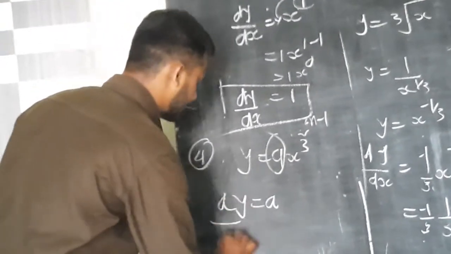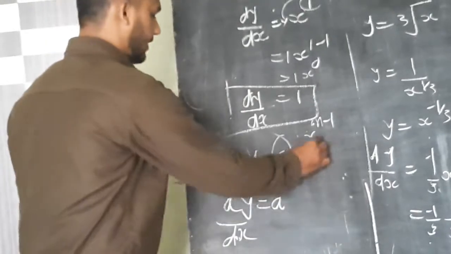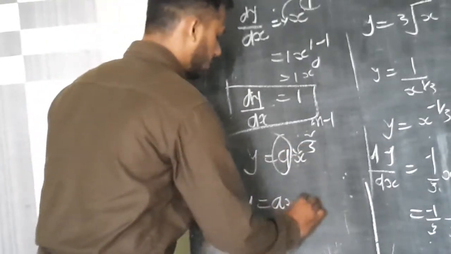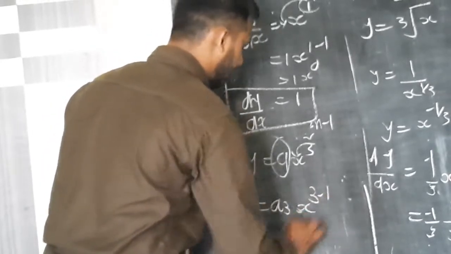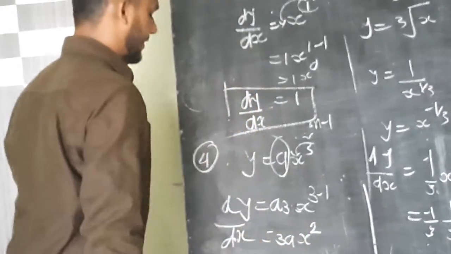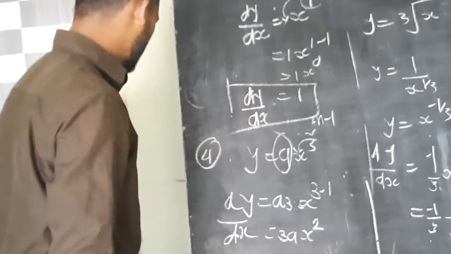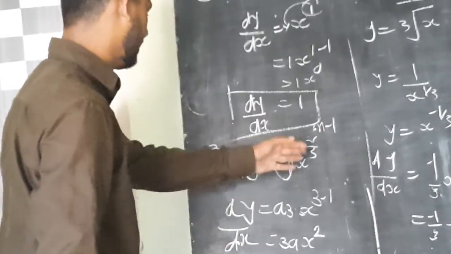So dy by dx. Similarly, x is raised to the power 3, so this 3 will come to this side. So 3 into a, x raised to 3 minus 1. So we can get 3a x squared. So this is our value of dy by dx of y equals a into x cube.